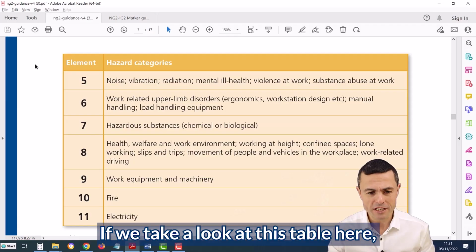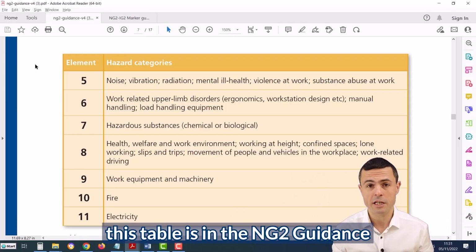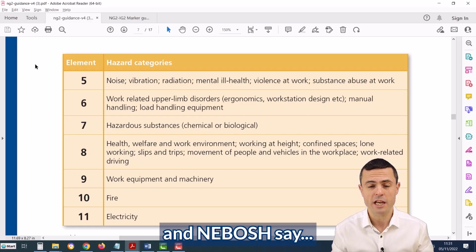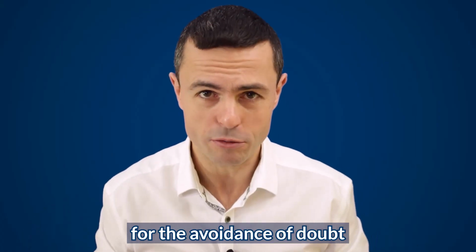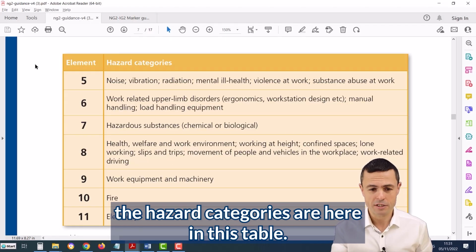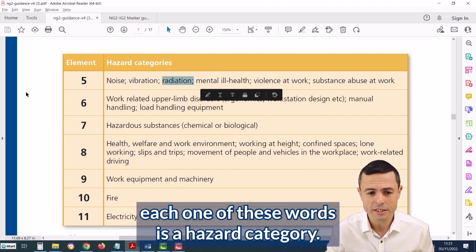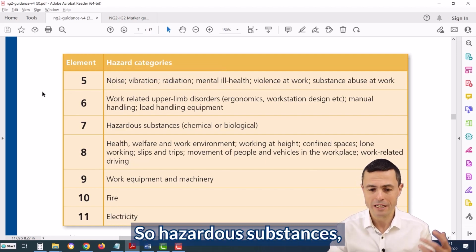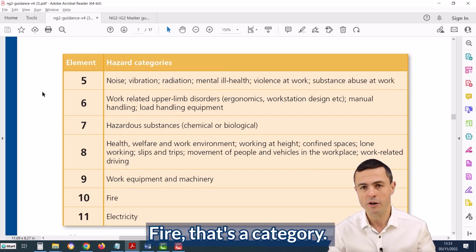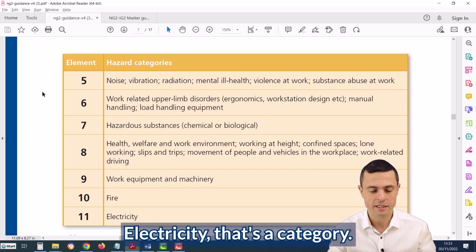Now, the first thing we need to remember is that we have a number of hazard categories. If we take a look at this table here, this table is in the NG2 guidance, and NEBOSH say, for the avoidance of doubt, the hazard categories are here in this table. Each one of these words is a hazard category. So hazardous substances, that's a category. Fire, that's a category. Electricity, that's a category.